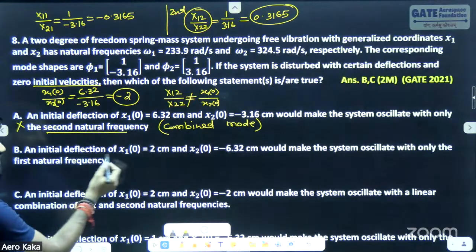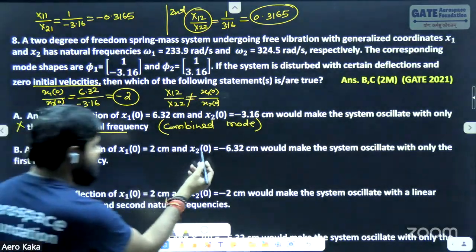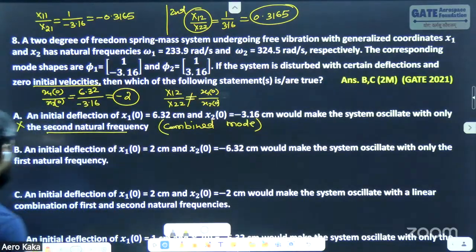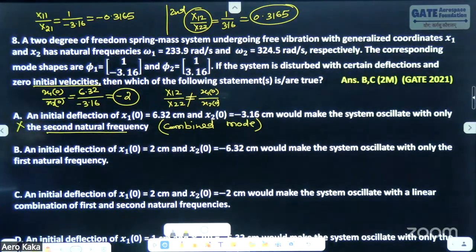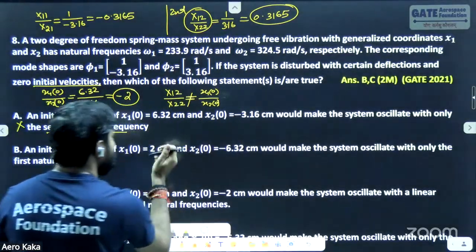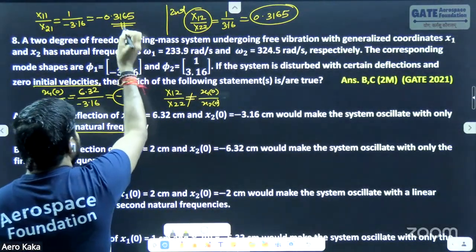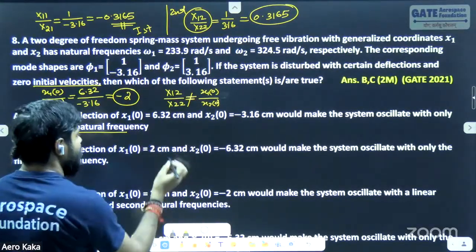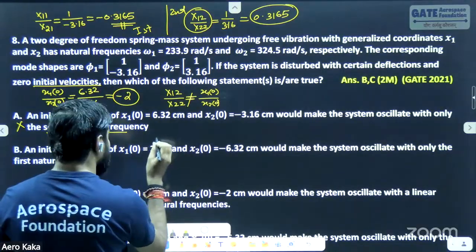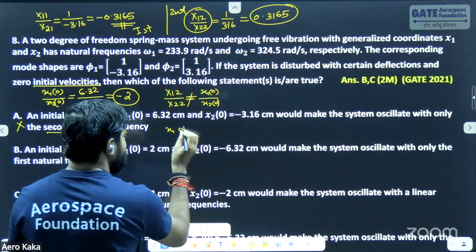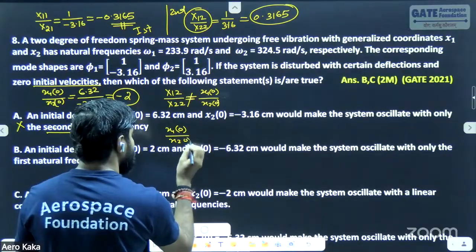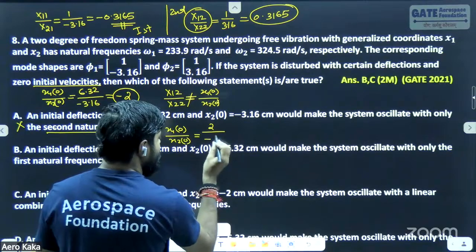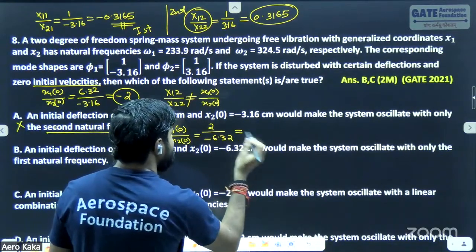Second one, an initial deflection of x10 equal to 10 centimeter and x20 equal to this centimeter would make the system oscillate with only the first natural frequency. Is it correct or not? Let's check. In this case, already we have the ratio of x11 upon x21, that's the first mode ratio. Here, in part B, calculate what is x10 upon x20 going to be. How much are you getting? 2 divided by minus 6.32. How much will you get?